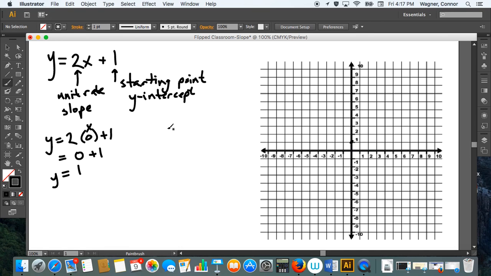And then I can also plug in a new value for x and see where that gets us. So let's go up to 1. If I plug in a 1 here, y equals 2 times 1 plus 1. I think you can quickly follow along. We end up with y equals 3. So if I go over to our graph, when x is 1, x on the x-axis, y ends up being 3. Now we have 2 points that we can make our linear graph with.